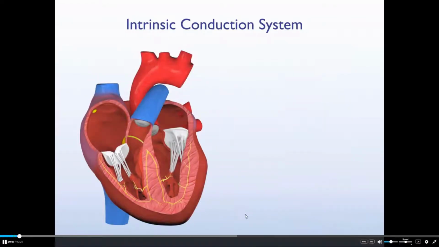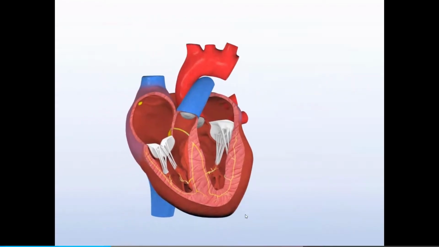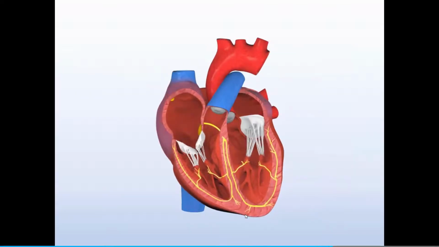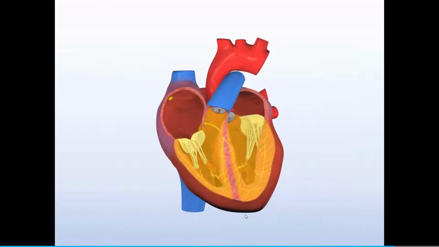The intrinsic conduction system consists of specialized cardiac cells that establish the heart rate. Pacemaker cells of the SA node spontaneously generate action potentials that spread through the rest of the conduction system and to all cardiac contractile cells. The result is a coordinated contraction of the heart muscle, with first the atria and then the ventricles contracting.